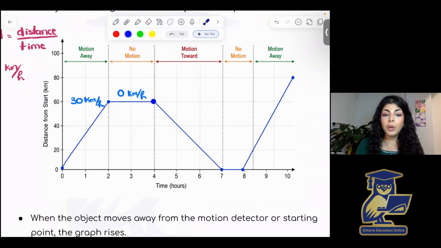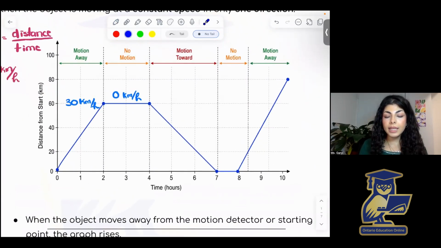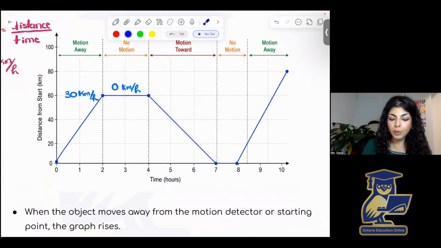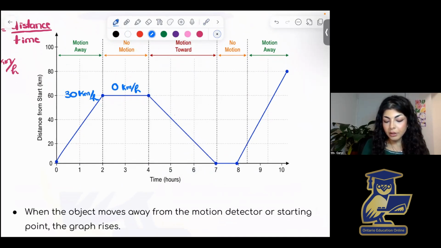Now, in this portion, we are actually moving towards the x-axis, or the axis that we started from. So this is now the motion towards. So now we're walking again towards the motion detector. But in this case, we travel this 60 kilometers, but here over 3 hours. And we can clearly see the steepness of this line is greater than the steepness of this line. So our speed in the first part is greater than our speed here. Our speed in this portion is only 20 kilometers per hour because 60 divided by 3, we get 20 kilometers per hour, and we are moving towards the motion detector.